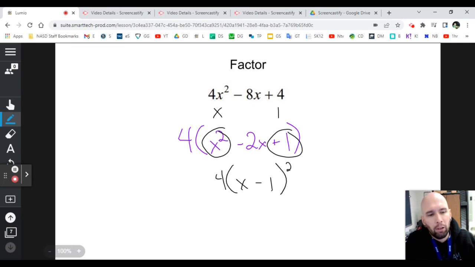It's the pen making the mouse move. That was fun. And perfect. Oh, they should have just called this perfect square trinomials.